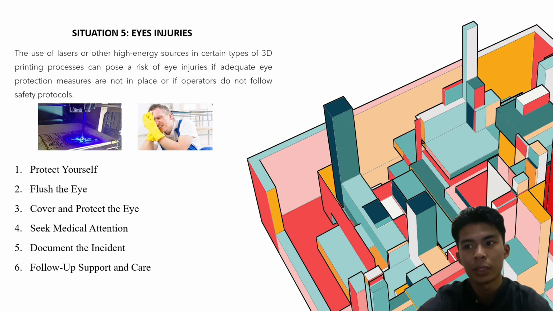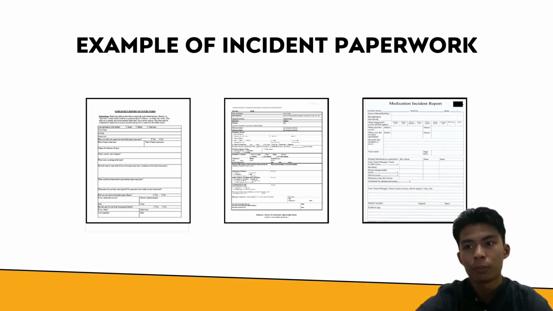Besides, provide assistance and support to the injured person during their healing process. This is some example of paperwork if any accident that I mentioned before happens. We have employee reports of injuries, supervisors, accident investigation, and medical incident reports.